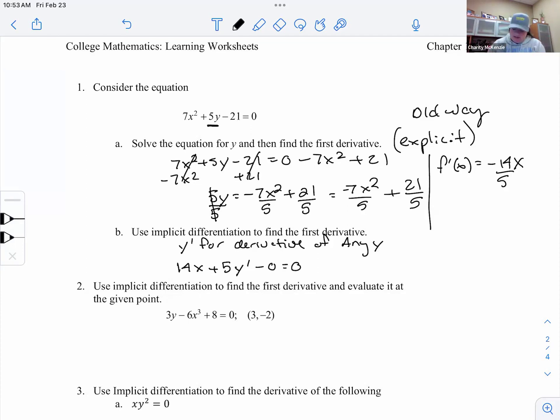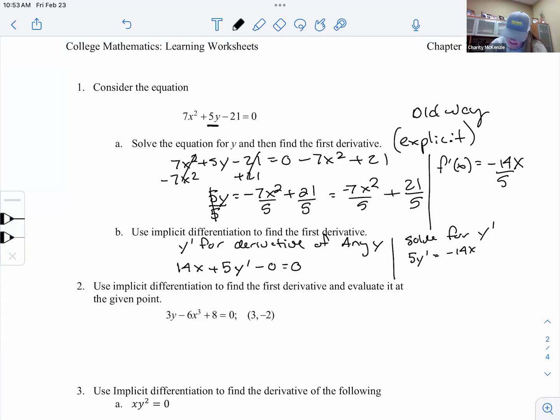Now, then I can solve for y prime. Sometimes you have to solve for y prime, sometimes it doesn't make you. But if we solve for that, we would subtract the 14x over. So I'm going to have 5y prime equals negative 14x.